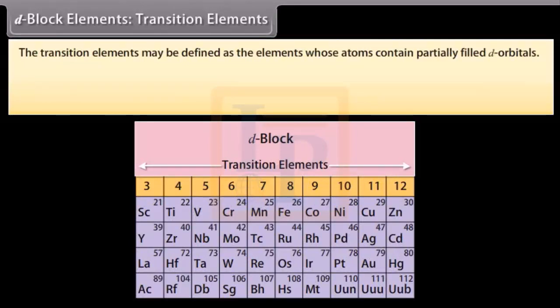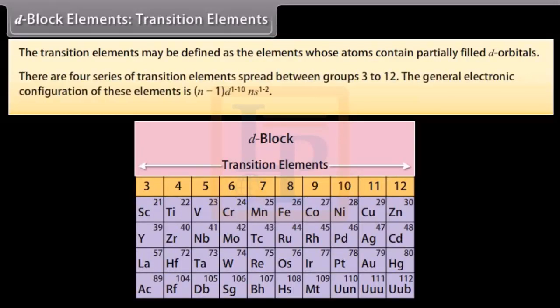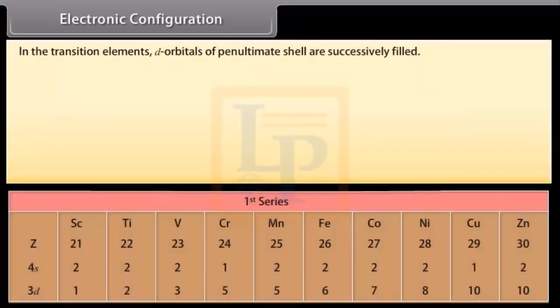The transition elements may be defined as the elements whose atoms contain partially filled d orbitals. There are 4 series of transition elements spread between groups 3 to 12. The general electronic configuration of these elements is (n-1)d1-10 ns1-2. Electronic configuration. In the transition elements, d orbitals of the penultimate shell are successively filled.